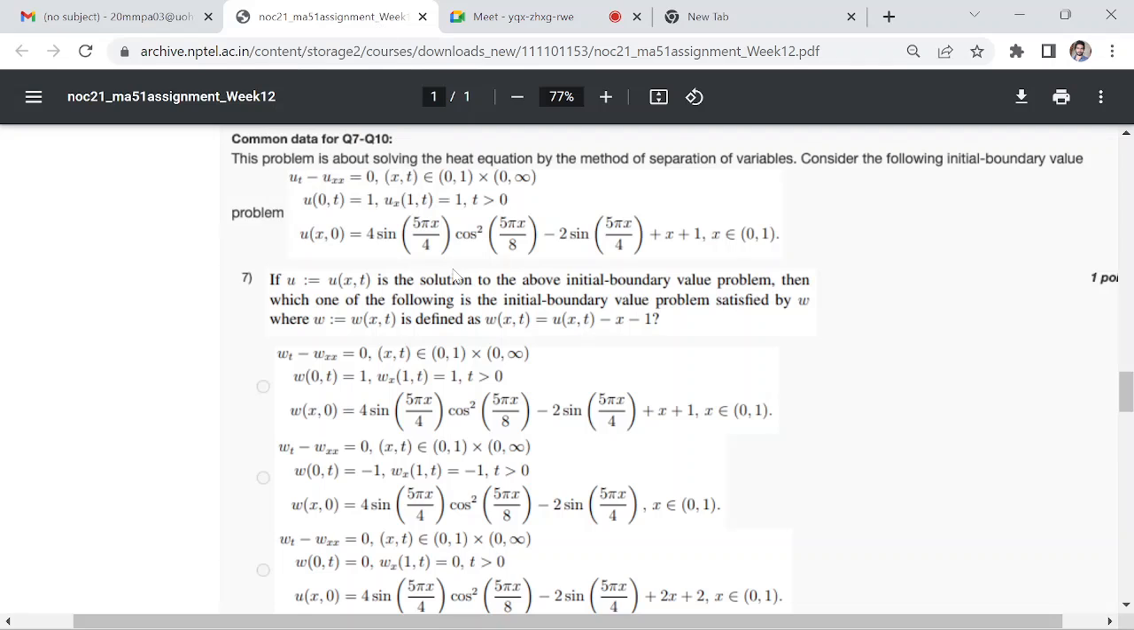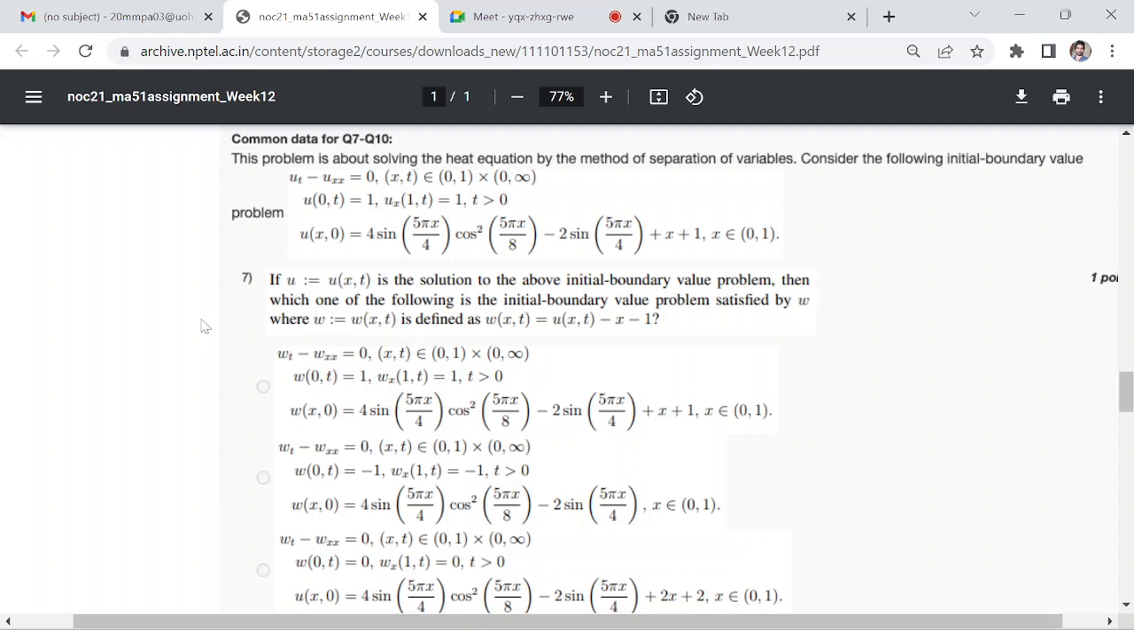Fine. So actually, I will again tell you what I have solved. I just solved question number 7. It is given that u satisfies the heat equation ut minus uxx equal to 0, and the boundary conditions are u(0,t) is 1 and u(1,t) is 1, and u(x,0) initially is this expression involving sine and cos: 4 sin(5 pi x by 4) cos square(5 pi x by 8) minus 2 sin(5 pi x by 4) plus x plus 1.